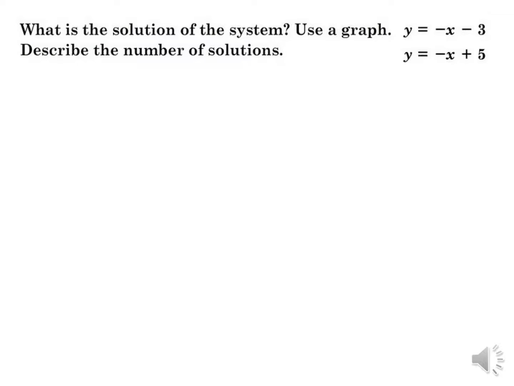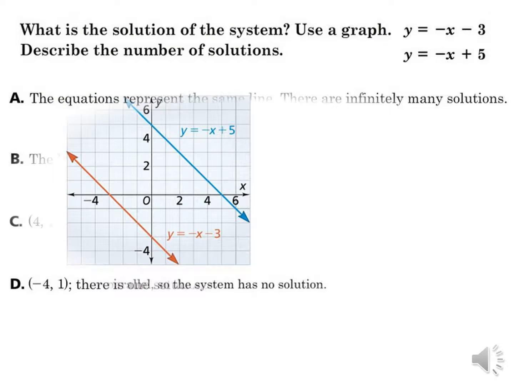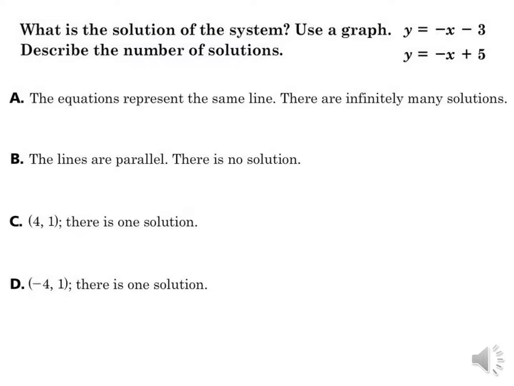What about this one? This one I have different y-intercepts, but I have the same slope. So what do you think this one's going to be? They're parallel. Different y-intercepts, same slope. So the system has no solution. Okay? So the answer would be B. The lines are parallel.